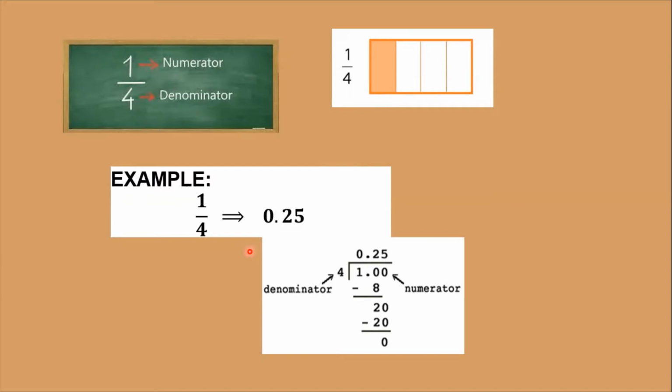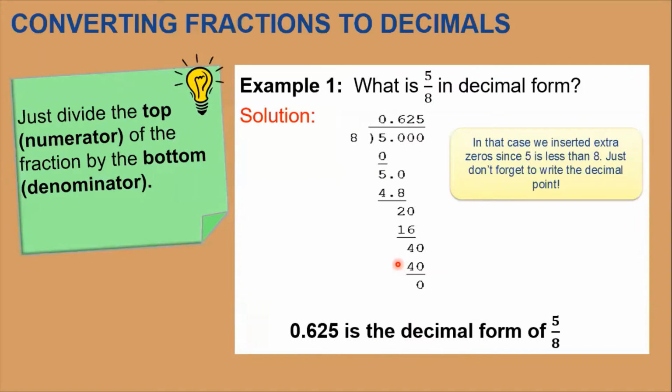Also, 1/4 is equivalent to 0.25. We got this value by simply dividing the numerator 1 by the denominator, which is 4. By using the division operation, we come up with 0.25. So converting fractions to decimals is done by dividing the top, the numerator of the fraction, by the bottom, the denominator.